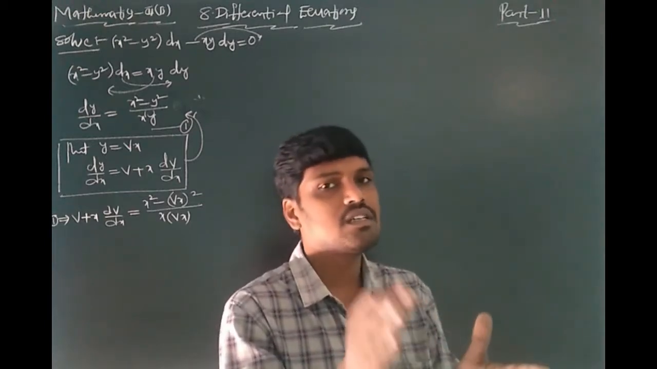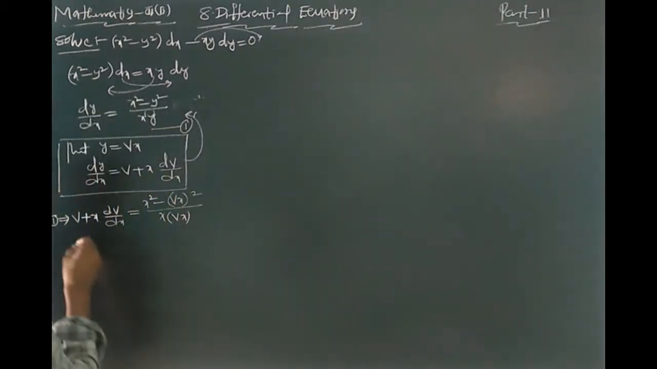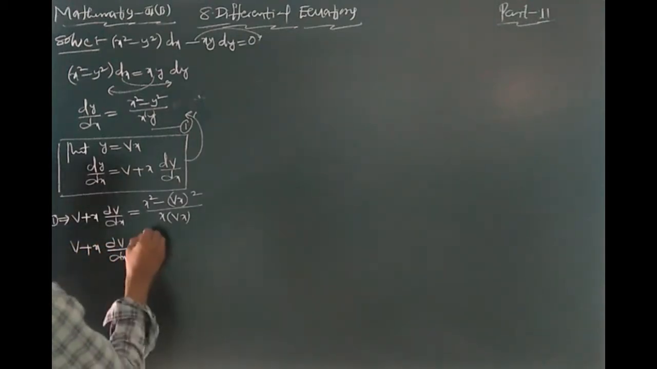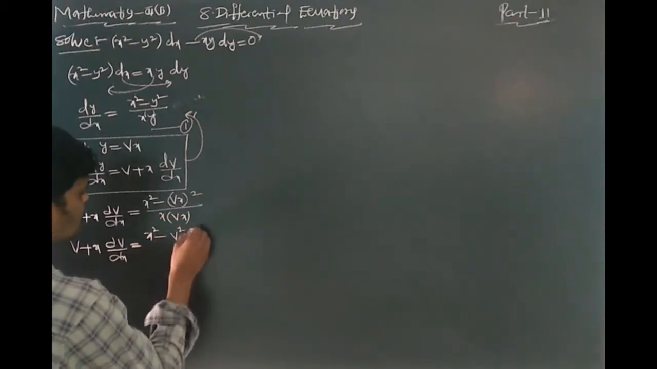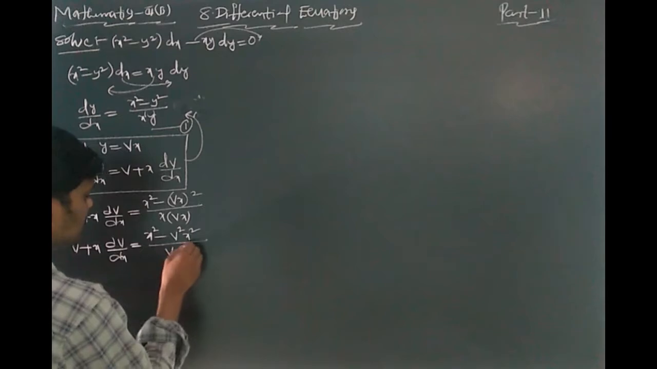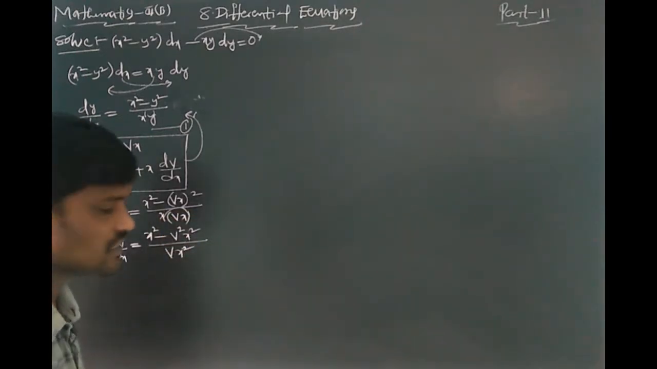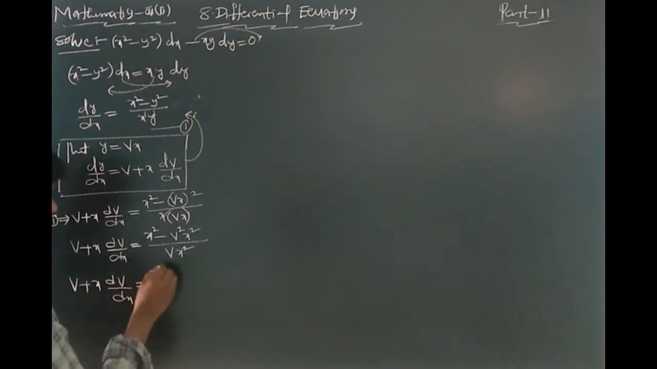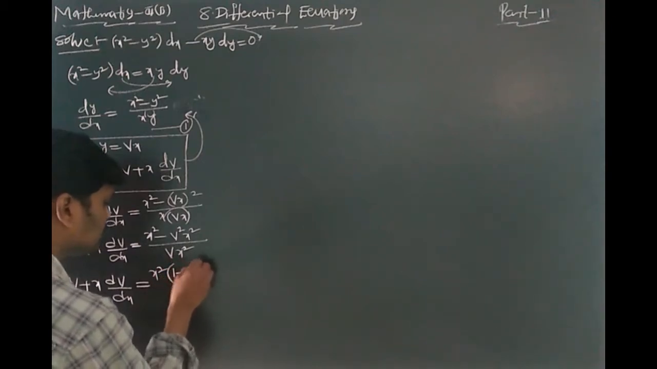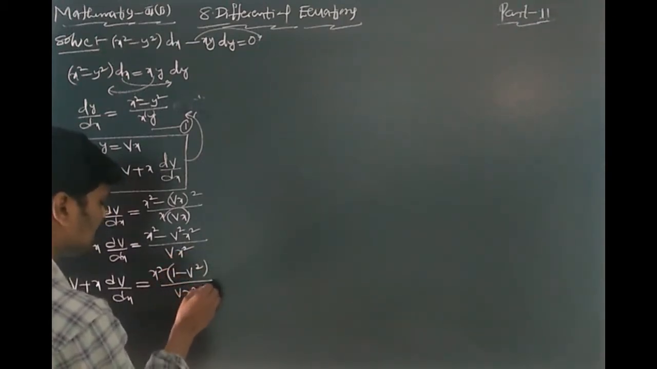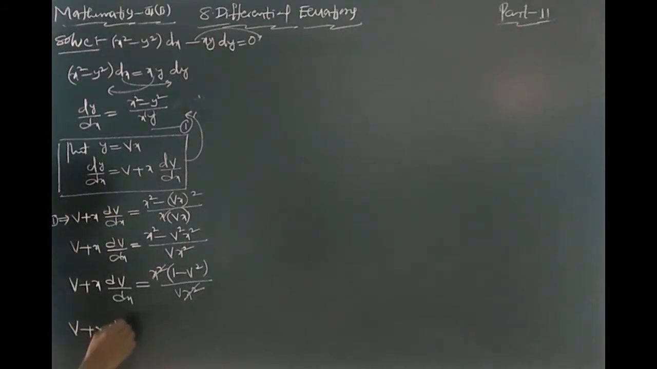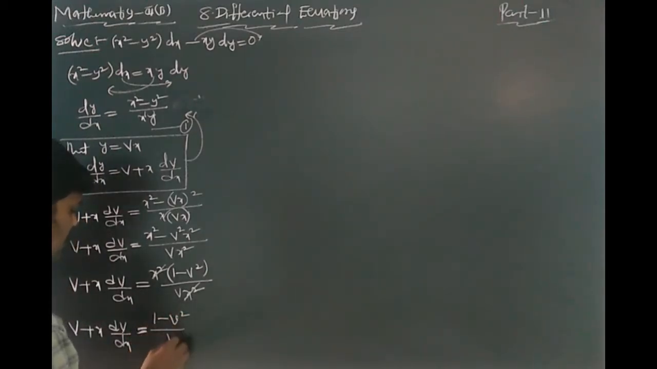Last problem also will be similar in this model only. Next, v plus x dv by dx is equal to (x square minus v square x square) by (v x into x). X into x how much? X square. So v into x square. Here in the numerator, which one is common, students? Numerator x square is common. Remaining you can write 1 minus v square. Here v into x square gets cancelled. Remaining v plus x dv by dx is equal to (1 minus v square) by v.